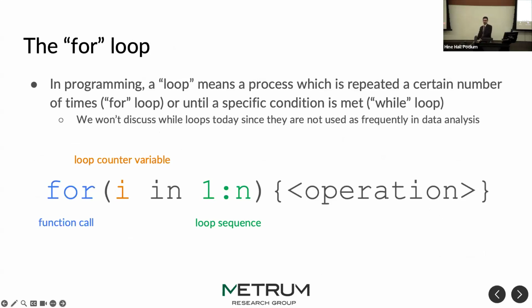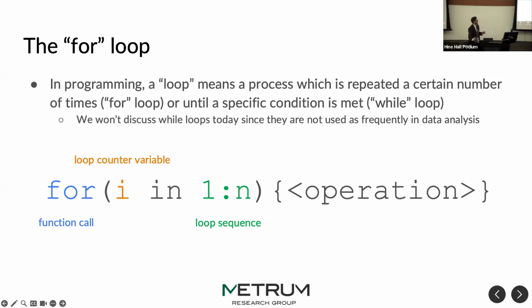Okay, so those functions. Now we're gonna change topics and go to loops. So in programming, a loop means a process which is repeated a certain number of times or until some condition is met. In R, as in a lot of languages, they call these for loops if it's a number of times to be repeated, or it's called a while loop if it's waiting for some condition to be met. We're not going to discuss while. It's not really used a ton in analysis, but it is available in R. There may be certain instances where you want to use a while loop, but we're going to start with for loops today because they're a little easier to understand, and it will give you a good foundation to understand while loops if you want to use them in the future.